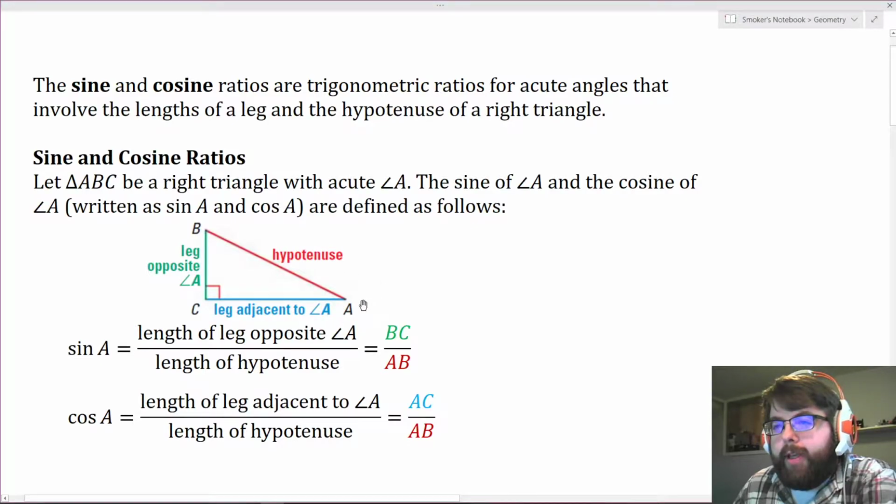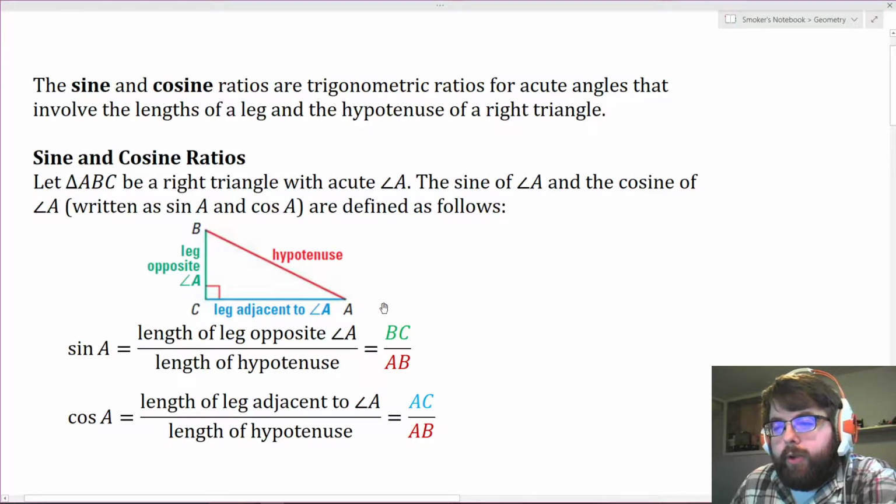And that's very important because depending on what angle you're at will change which leg of the right triangle is opposite and which leg is adjacent. So with A being here, the opposite leg will be this side over here. The adjacent will be this. The hypotenuse will always be the same. But if we were looking at it from B, then the opposite and adjacent will change.